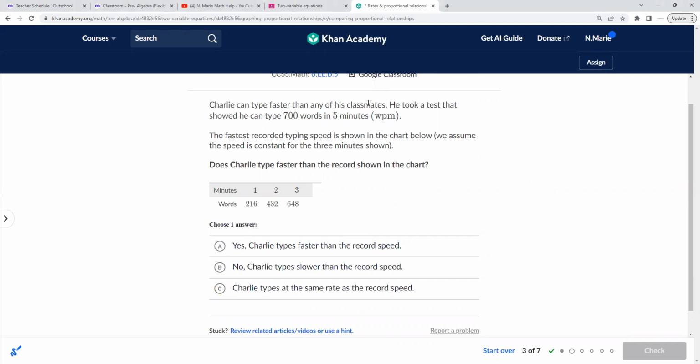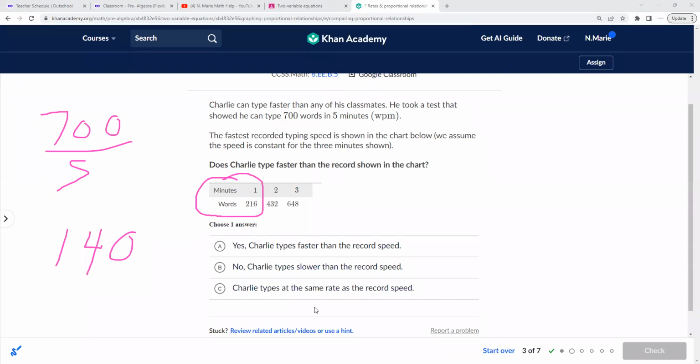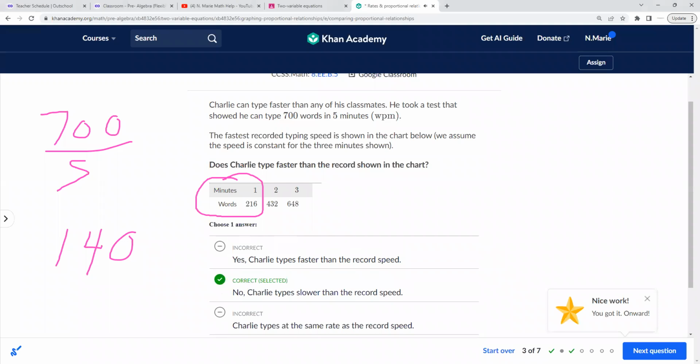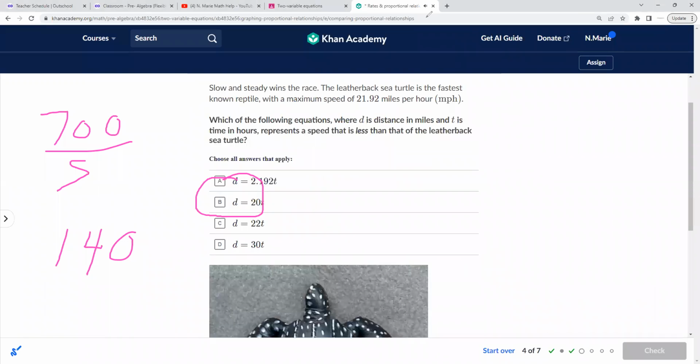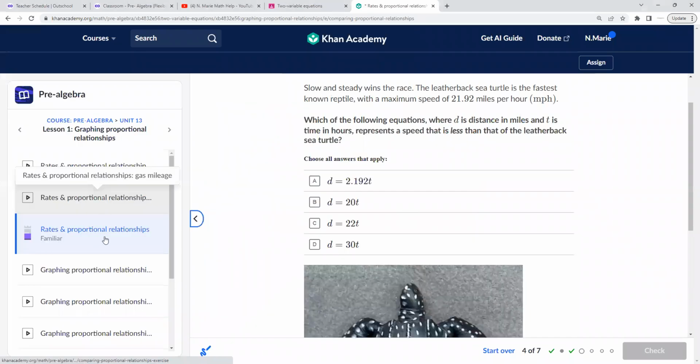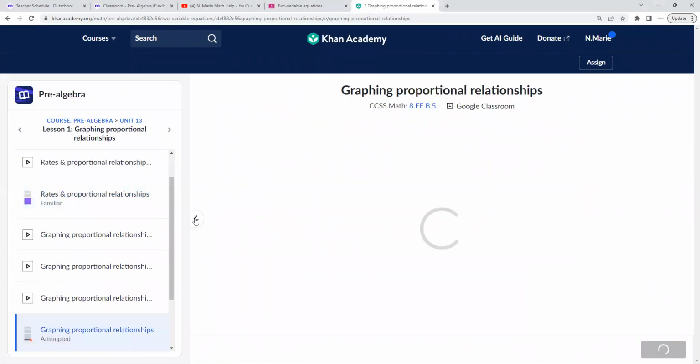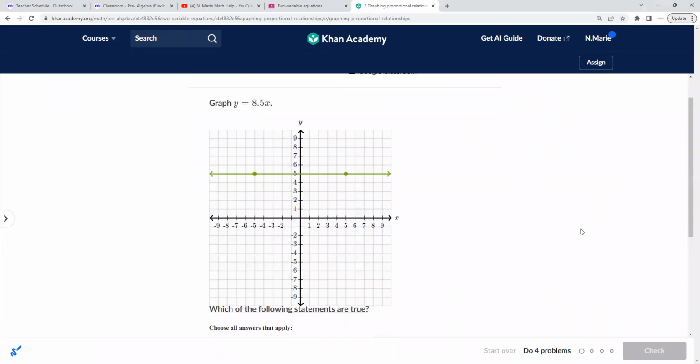Charlie can type faster than any of his classmates. He took a test and he showed he could type 700 words in 5 minutes. Fastest recorded typing speed is shown below. So you want to find the rate. To find the rate, you're going to divide the total by the number of minutes. That will get you the rate. 700 divided by 5, that means Charlie can do 140 words per minute. But looks like the record's faster. And so, yeah, you're just comparing the table or the graph with what they are giving you. Word problems are always a little trickier because reading comprehension is involved. So if you have to reread the problem, then do that.